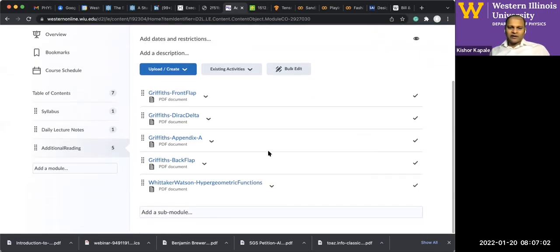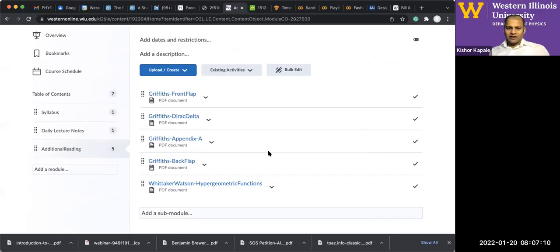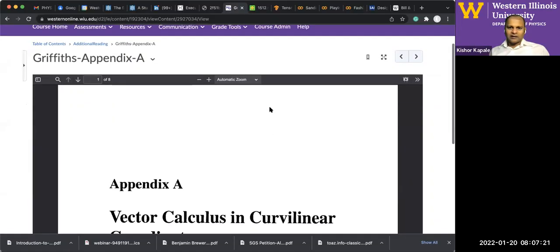And you can even assume a Dirac delta potential and try to solve how an electron passing through that would behave. So it's an interesting problem to look at. And then Appendix A is something we will go over in a little bit.